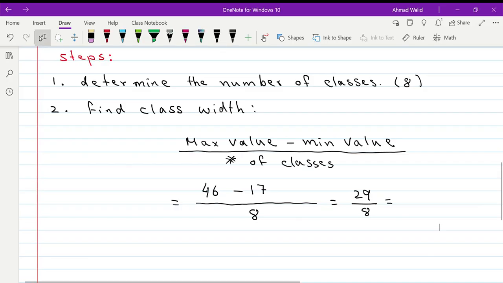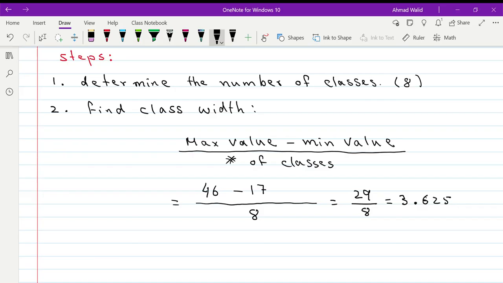Let me see if I can find my calculator here. I'll bring up my calculator here. 29 divide by 8, correct? It gives me 3 point, what was the number? 3.625. 3.625. It's a decimal number.